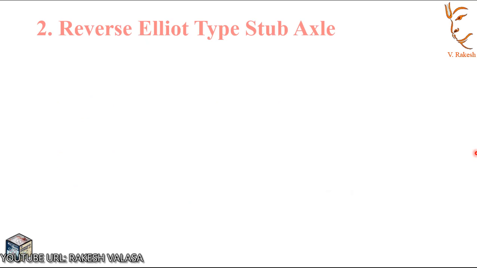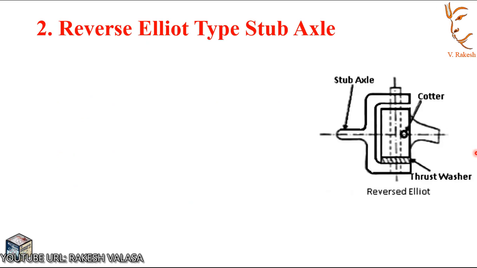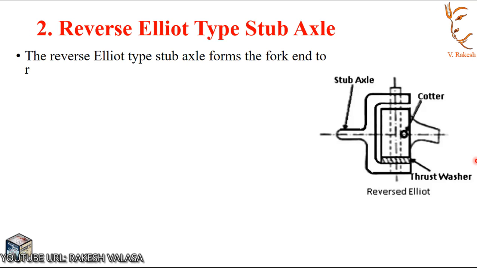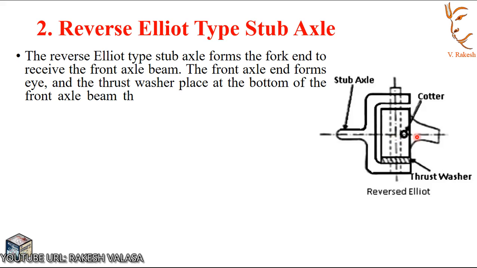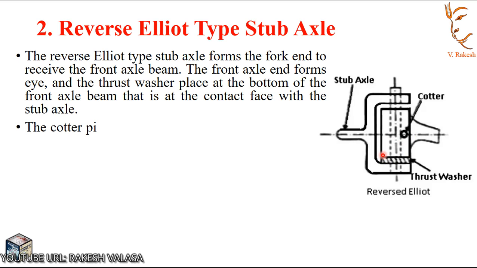Second one is reverse Elliott type stub axle. In this, thrust washer is placed at the bottom of the axle beam. The reverse Elliott type stub axle forms the fork end to receive the front axle beam. The front axle end forms eye and thrust washer placed at the bottom of the front axle beam, that is at contact face with the stub axle.